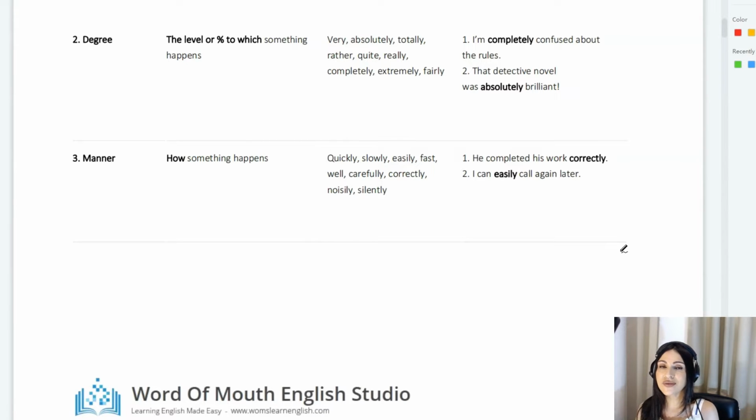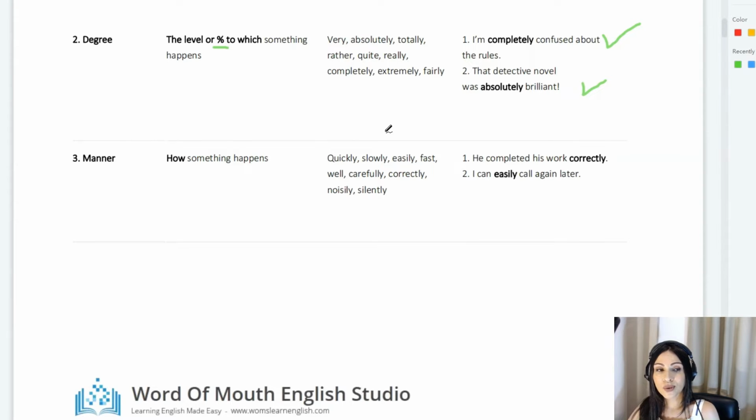So these are adverbs of degree. Now, those are the second type of adverb. The adverb of degree describes the level or percentage to which something happens, the extent to which something happens, such as using words like completely and absolutely. So you've probably used them at lower intermediate level, but what type of adverbs are there as well besides these?